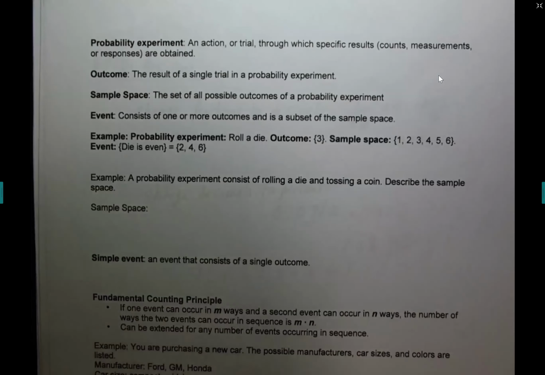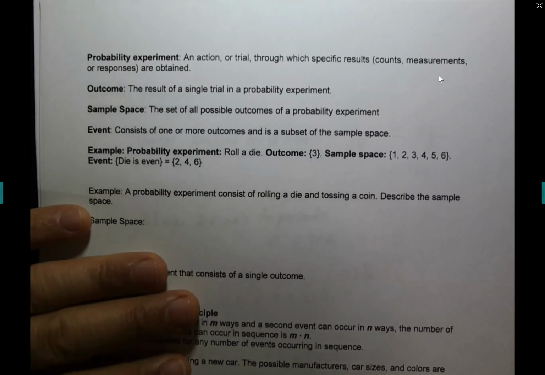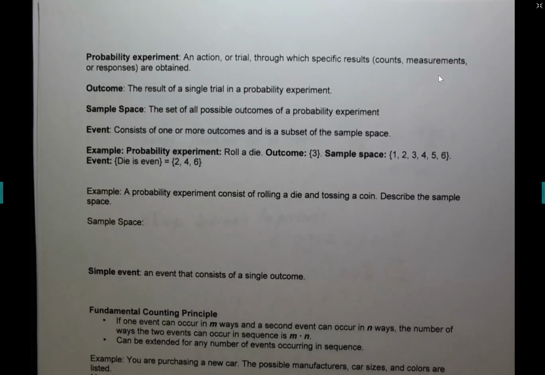So, what is a probability? A probability experiment is an action or trial in which specific results are obtained. I gave you 2 examples of an experiment. We tossed a coin, a quarter. This is an action, this is a trial. Or we roll a die. This is another example of a trial, just to do a probability.